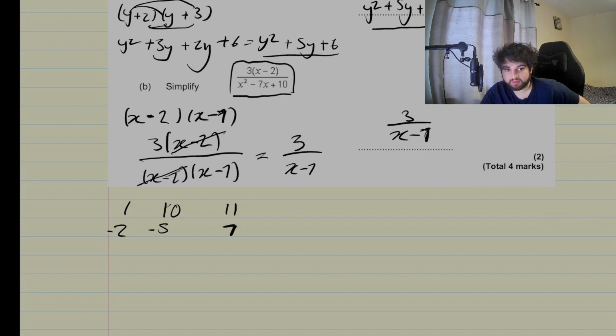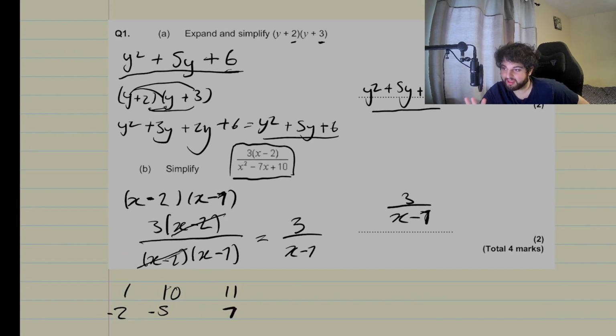So the answer must be 3 over x minus 5, and this is what you call an easy 4 marks in a paper, guys.